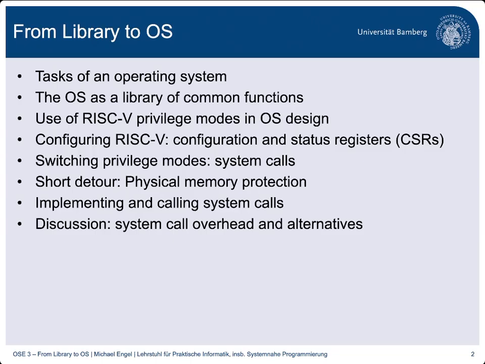Then we take a look at the specific mechanisms of RISC-V, how to configure this using so-called configuration and status registers, how to switch between the privilege modes. We do this using something called system calls, which are the mechanism to request functionality from an OS. And then we need to take a short detour to what we call physical memory protection. So these privilege modes also incur some more protection against unwanted or malicious access to memory. And then finally, we take a look at how we can implement and how we can call a system call.